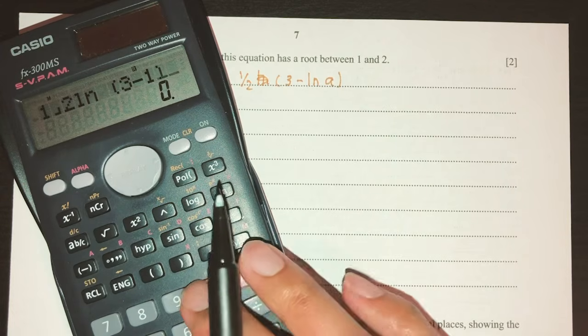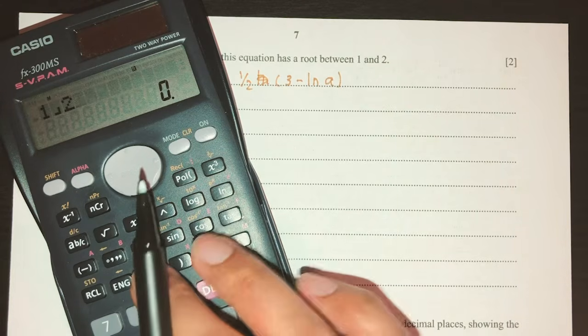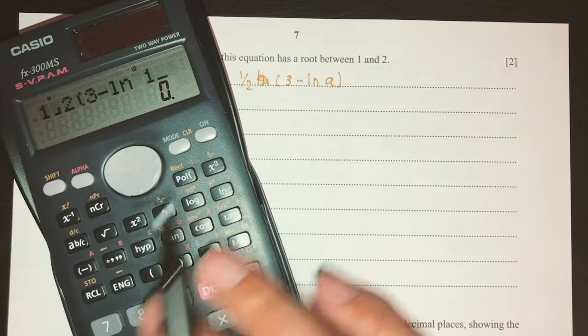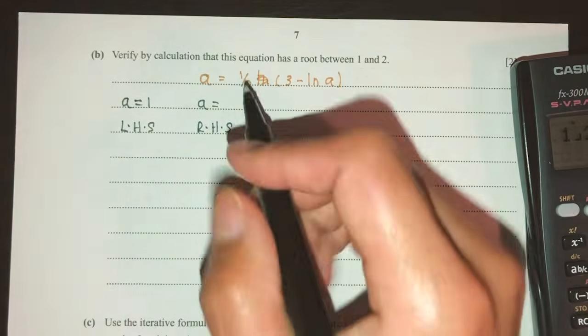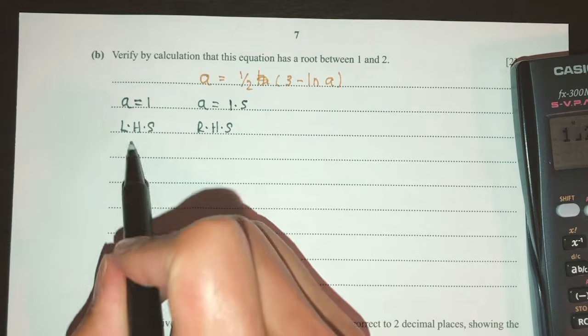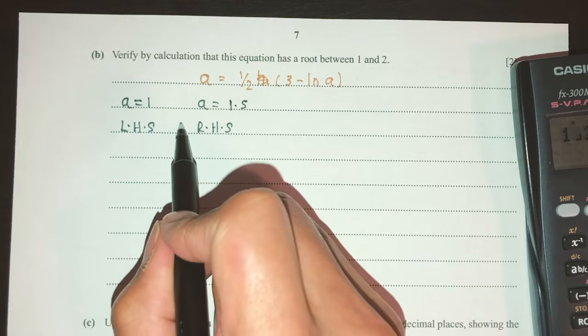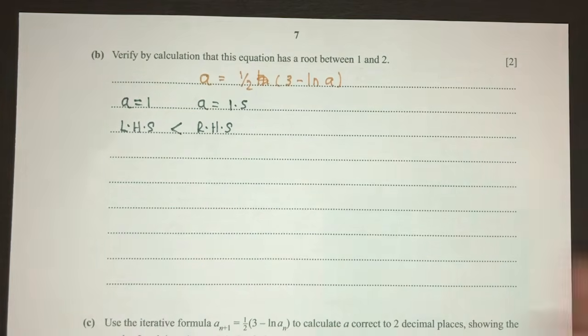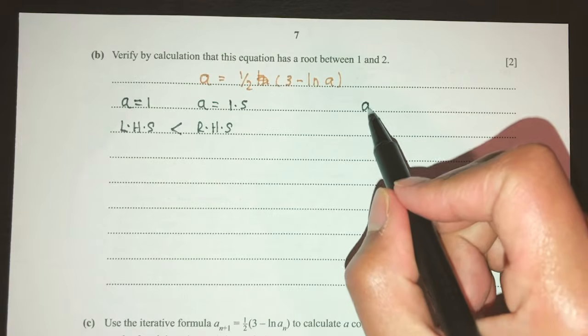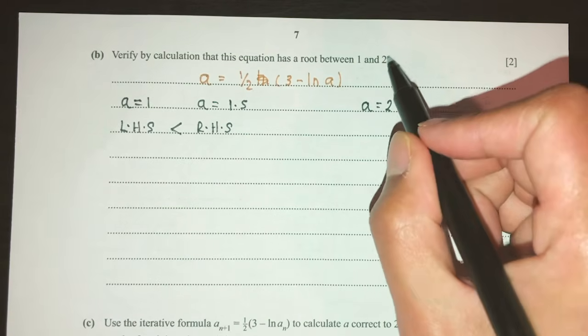Okay, sorry, it's not ln, so half of 3 minus ln of 1. That should be 1.5. So as you can see, the left hand side is less than the right hand side. That's the first part. Now going here, we have to write a is equal to 2 for this value.